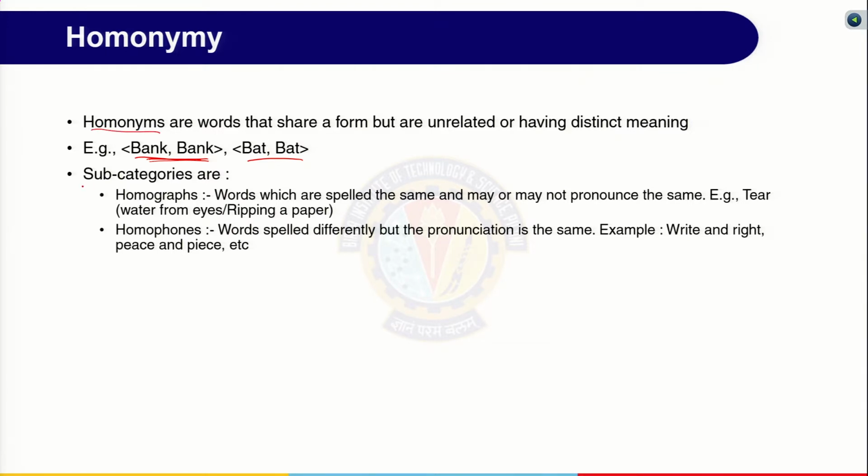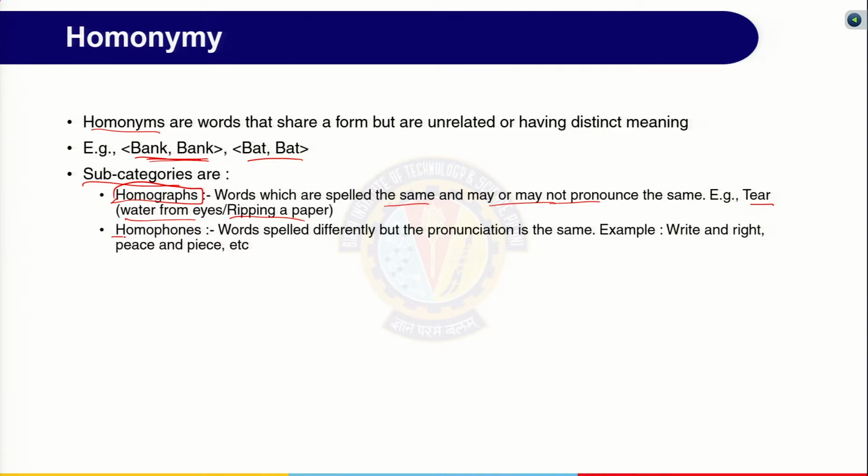There are certain subcategories of homonyms as well, like homographs. Homographs are words which are spelled the same and may not be pronounced the same. Like when you're talking about tear or tears. Tears is something that we refer to as water from eyes. Tear is something that we do to rip a paper, but it is spelled the same, it is written the same. Bear also is a homograph. Such kinds of words are called homographs.